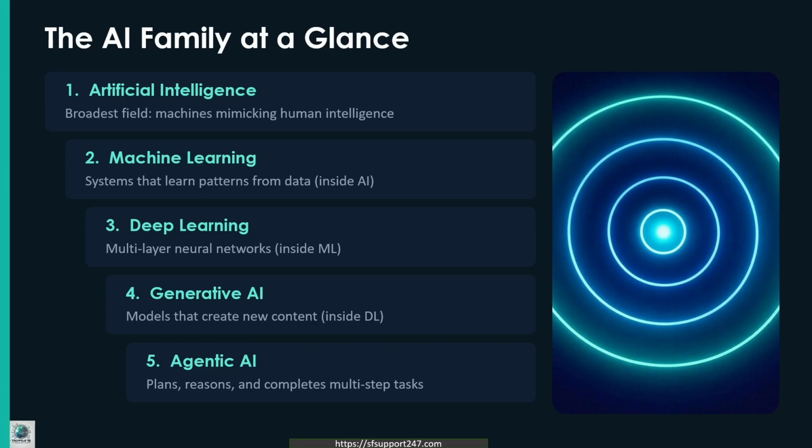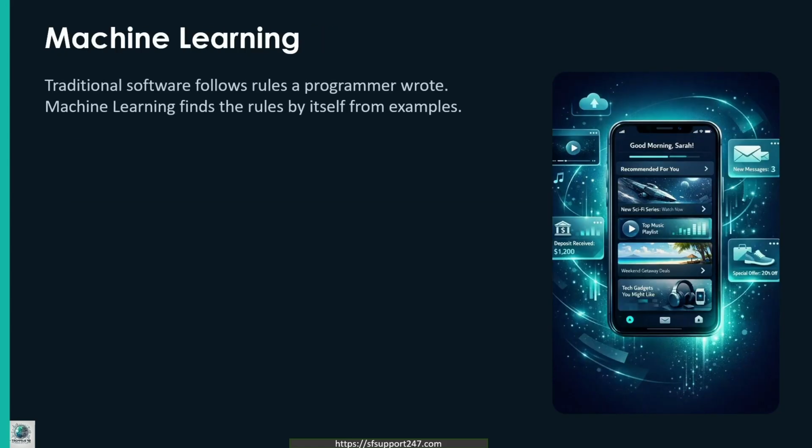Let's look at these families of systems separately. Let's start with machine learning. Traditional software follows the rules a programmer wrote. Just to give you an example, in order for any one of us to get a vehicle insurance, either car, bike, or truck, standard programming rules such as how old is the vehicle, who is the driver, what is the driver's track record, age. Based on that, we will get an insurance code.